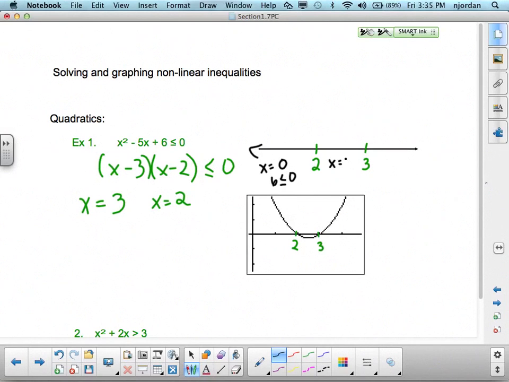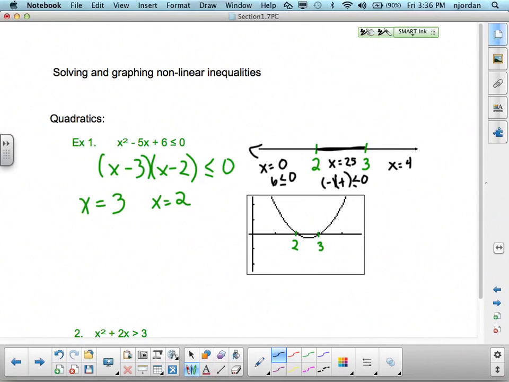In between, let's pick x equals 2.5. I'm going to substitute it into the factored form to make it easier. I just need to know what the sign is. I don't really need to know the value. So 2.5 minus 3 will give me a negative value, and 2.5 minus 2 will give me a positive value. And a positive times a negative is negative, or less than 0. So I'm going to shade in between 2 and 3.